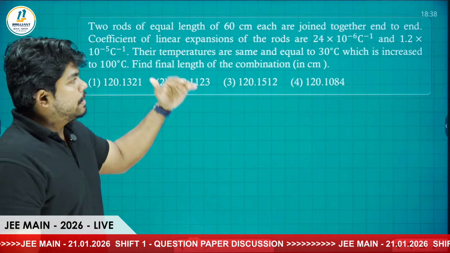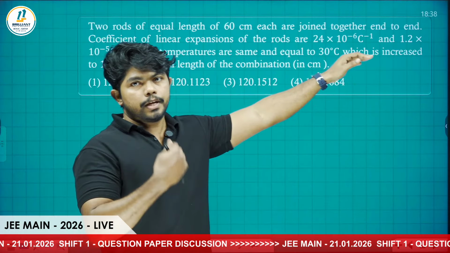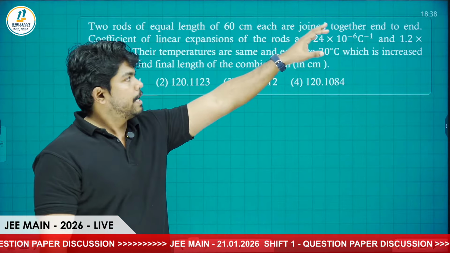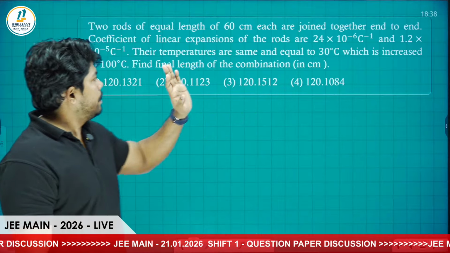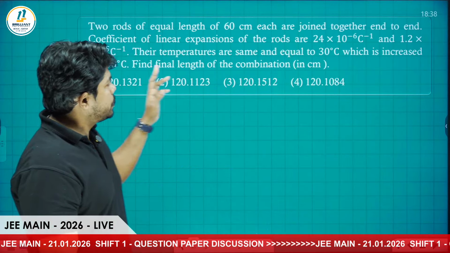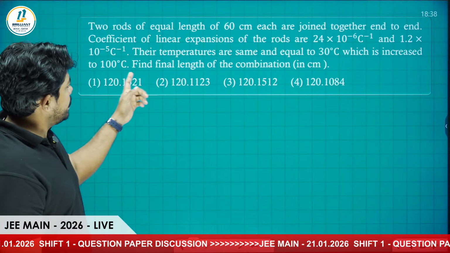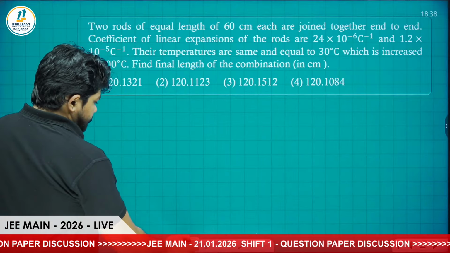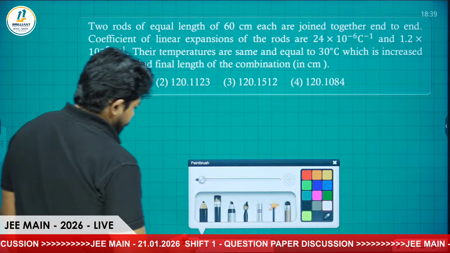You have to keep the values in the same order, then only you can use it. If you are trying to add or subtract, you have to mind the order of the values. Their temperatures are the same and equal to 30 degrees, which is increased to 100 degrees. Find the final length of the combination. We know that it's actually a typical one, right?